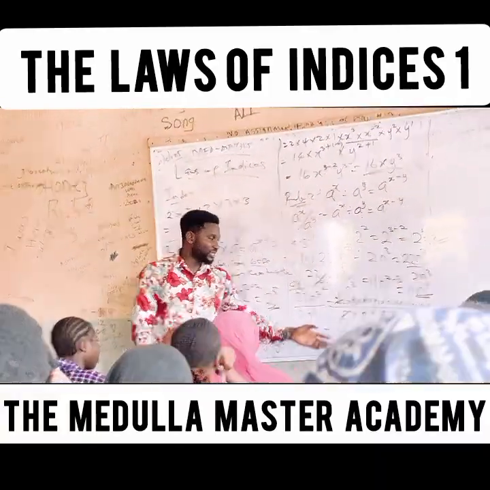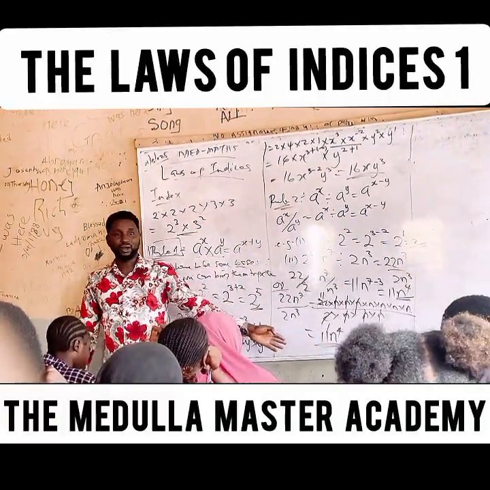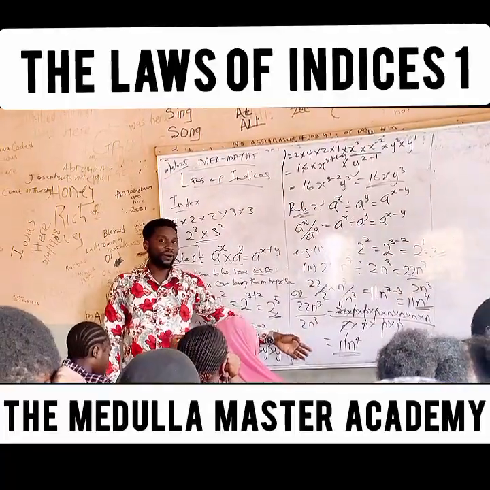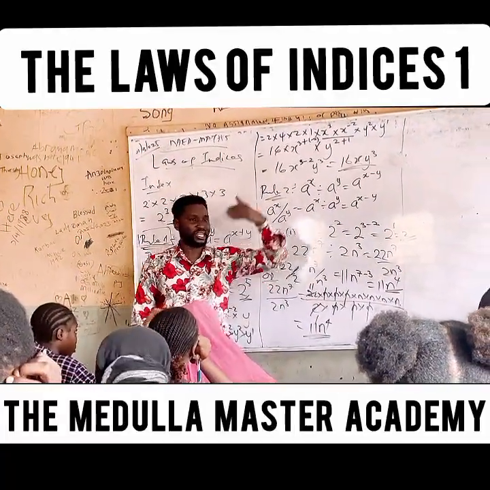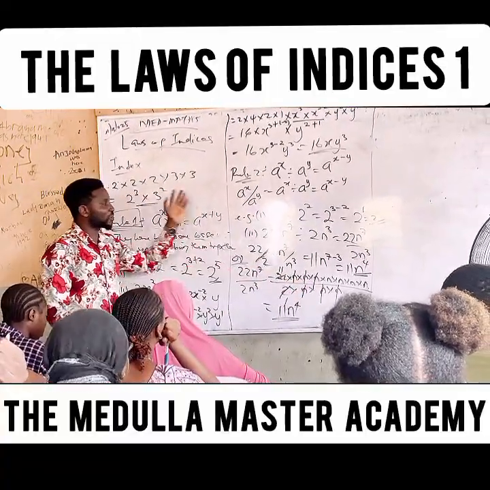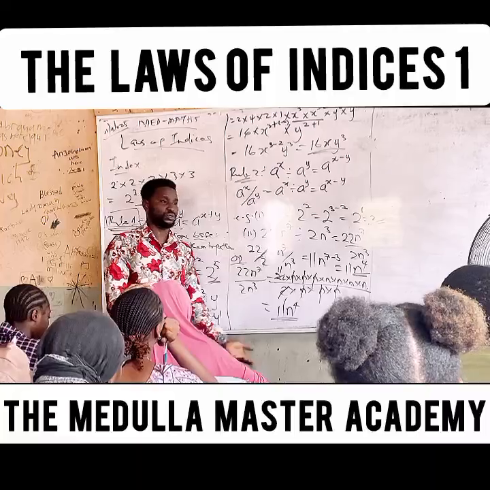So that was the JSS or JSS 1 method, or primary 5 method that you were taught. However, as you have now gone to senior secondary, you are not supposed to be using this type of method again, where you have the laws of indices to use.